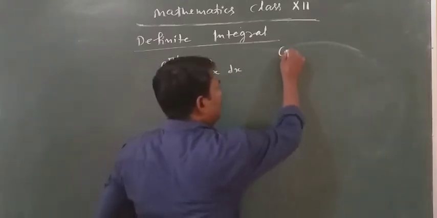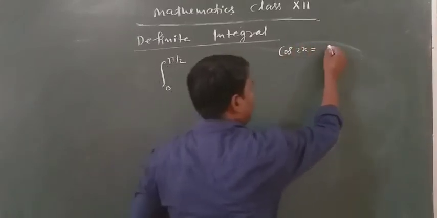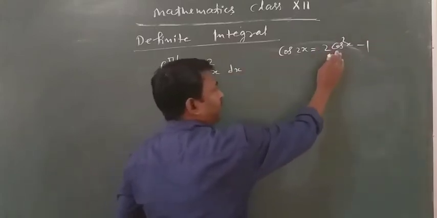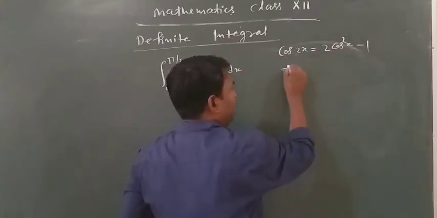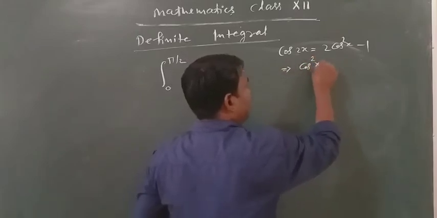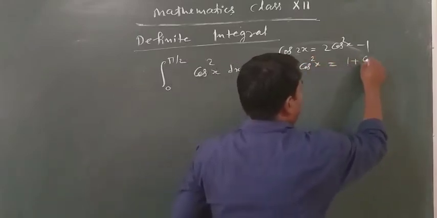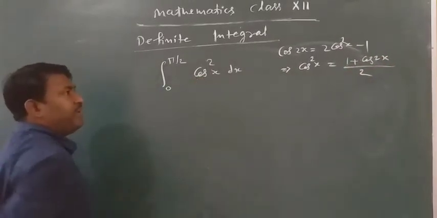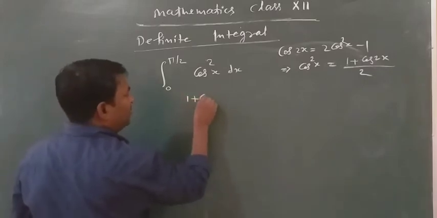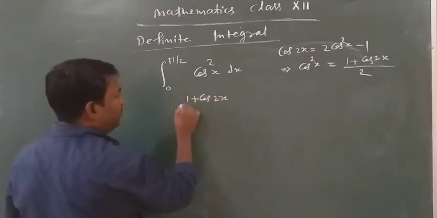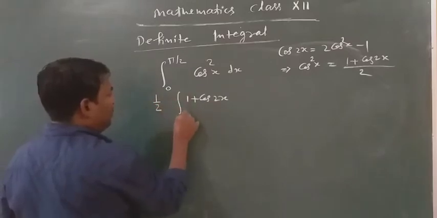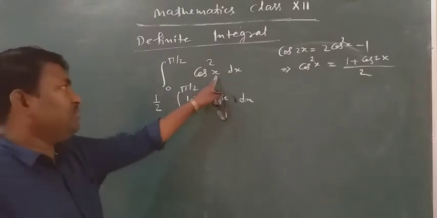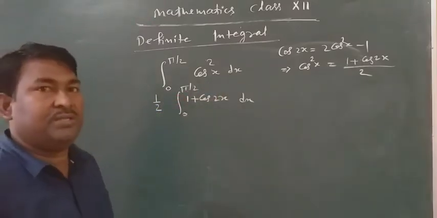As you know, cos 2x is equal to 2 cos square x minus 1. So from this formula, what is the value of cos square x? It implies that cos square x is equal to (1 plus cos 2x) divided by 2. So just replacing cos square x by (1 plus cos 2x) divided by 2, this 1 by 2 can be taken out, integral from 0 to pi by 2, dx. Since here we have not changed the variable, the limit will not change.